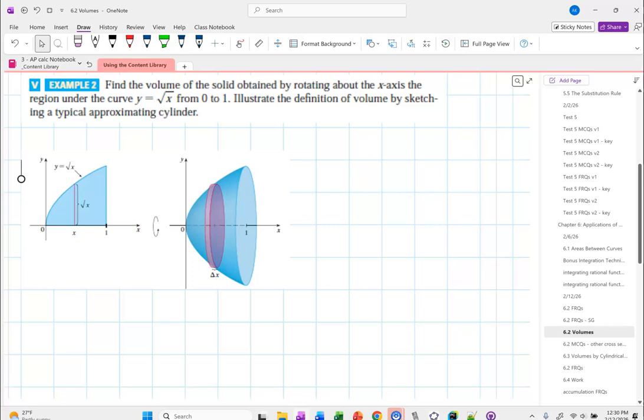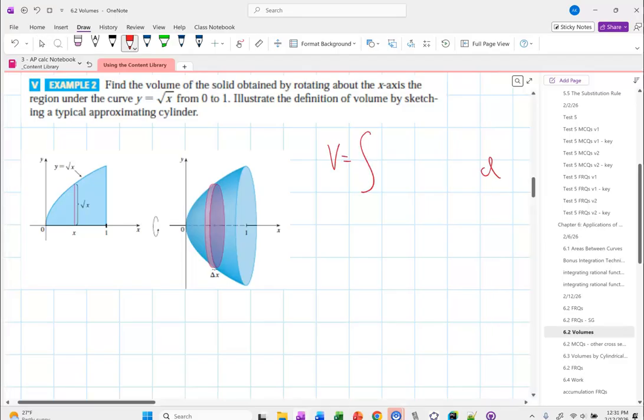Now, to calculate the volume, I'm going to imagine my slicing is going to be happening perpendicular to the axis of rotation. So I'm going to slice along the x-axis, which means that I'm going to be integrating with respect to x. Is everybody okay with that idea? I'm going to begin my slicing at 0 and end my slices at 1.